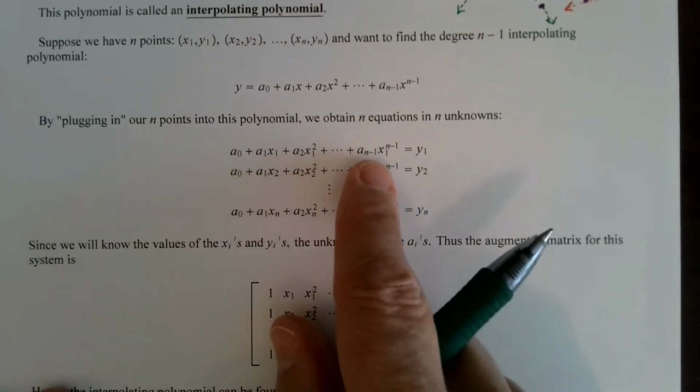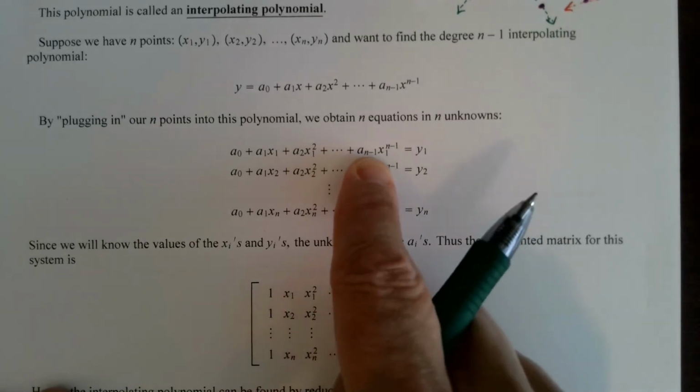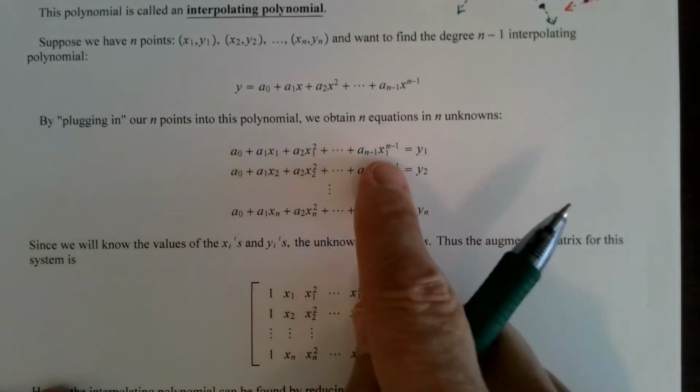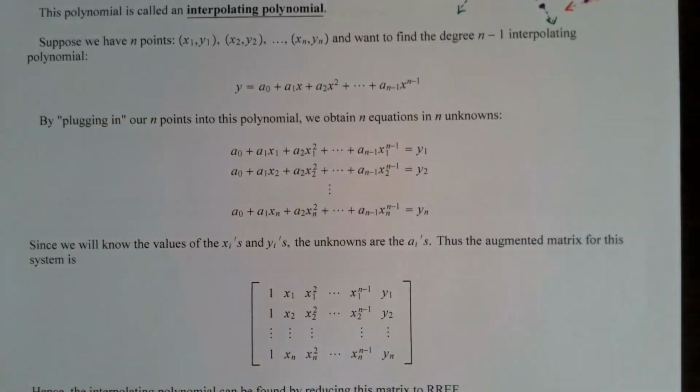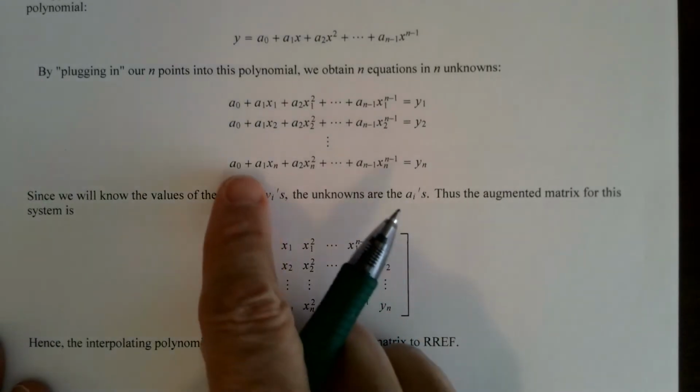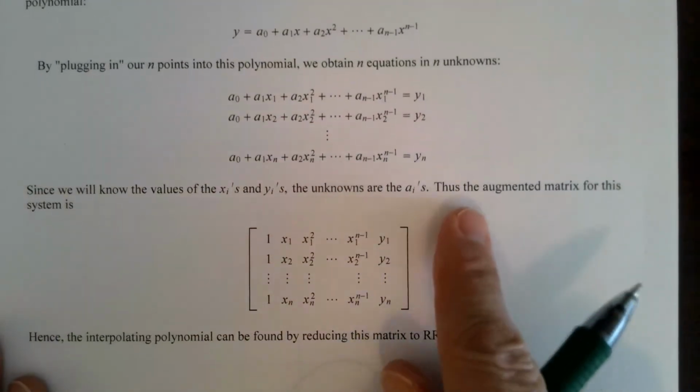unknowns. Why do I say n? Because I know there's n-1 here, but remember we start at a sub 0. So going from a sub 0 to n-1, there are n variables. So the a's are the variables. And so from this system, we can write the augmented matrix.